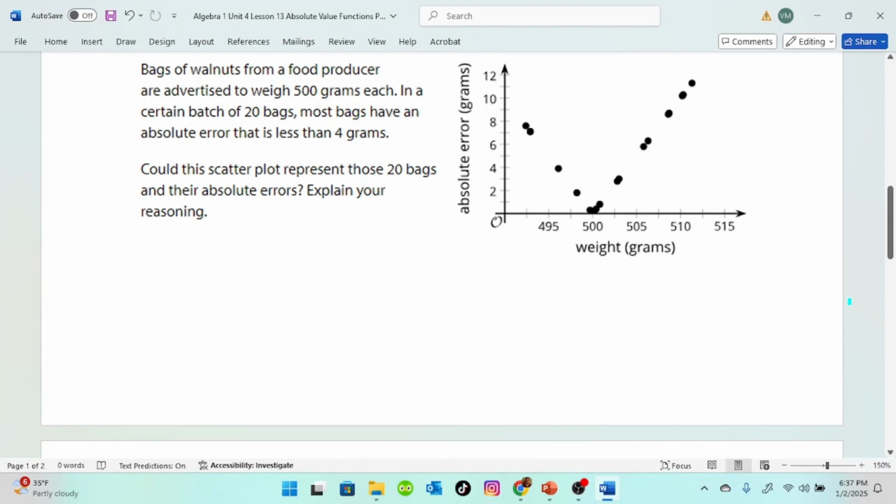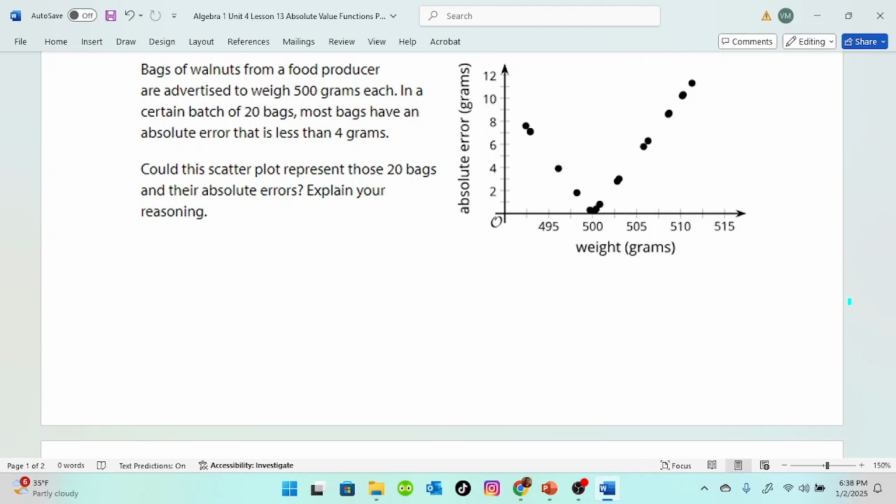Our next practice problem says, a bag of walnuts from a food producer are advertised to weigh 500 grams each. In a certain batch of 20 bags, most bags have an absolute error that is less than 4 grams. Could this scatter plot represent those 20 bags and their absolute errors? Explain your reasoning.